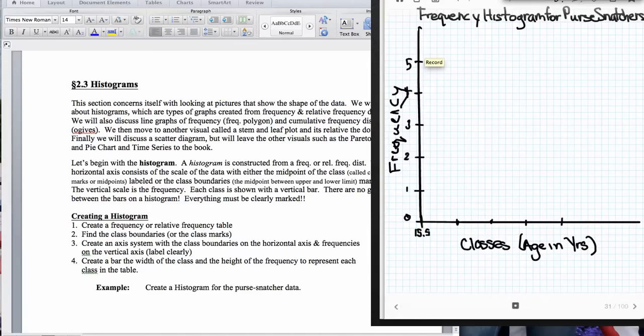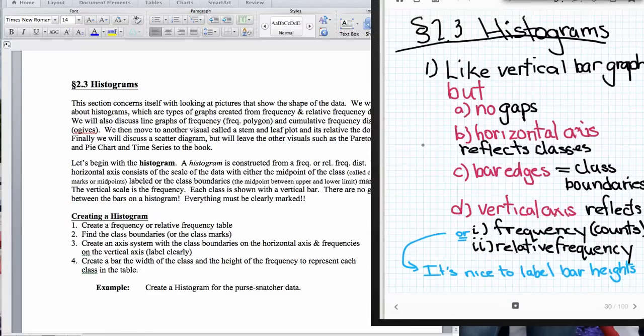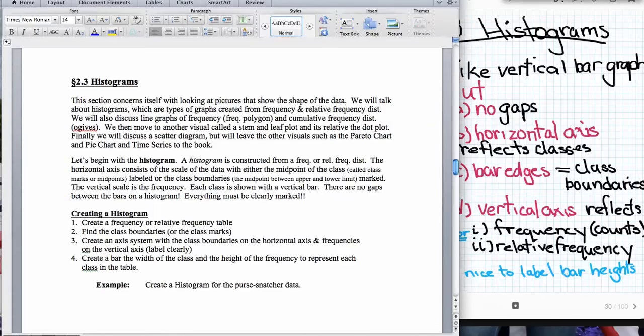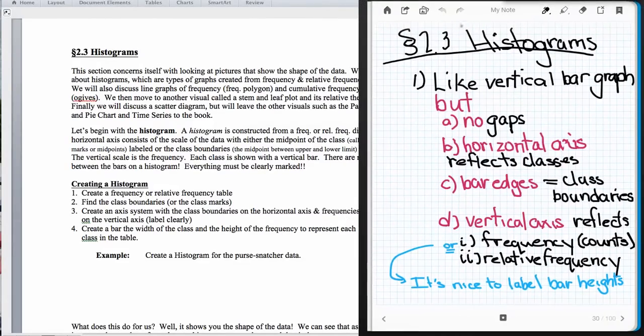Okay, the next thing that we're going to cover is how to make a histogram from a frequency distribution. Histograms in Triola's book are covered in section 2.3, and so that's the section that we're going to be covering. So the first thing I'd like to talk about in section 2.3 is what a histogram is very similar to. A histogram is very similar to a bar chart or a bar graph.